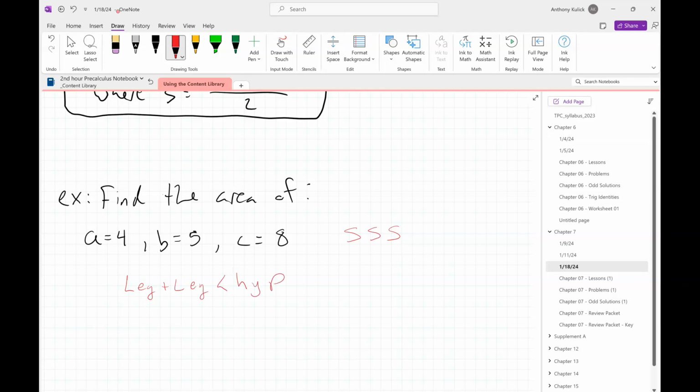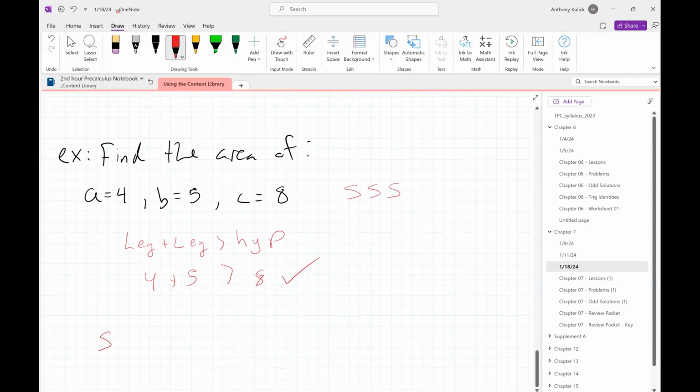So the hypotenuse in this case is 8. And 9 is definitely, I put it the wrong way. Goodness gracious, Mr. Kulik. 9 is definitely bigger than 8. So we can do this. So let's start by calculating our s. That's 4 plus 5 plus 8 divided by 2. That is 17 over 2.